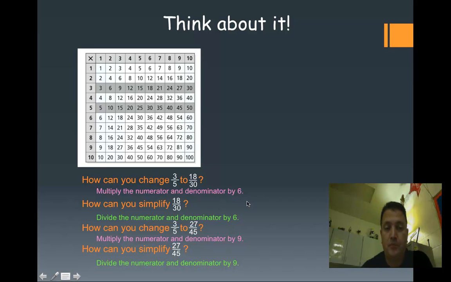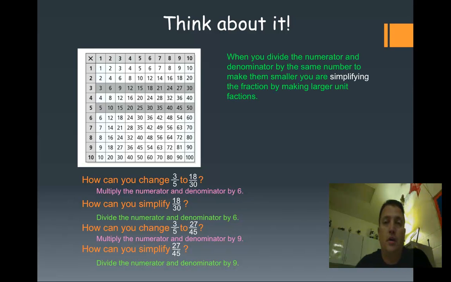All right? So here is what I want you to think about next, because we're going to get ready to get into the practice problems, but there's just a couple things I want you to conceptually think about. When you divide the numerator and denominator by the same number to make them smaller, you are simplifying the fraction by making larger unit fractions. So what does that mean? Well, if I look at 3/5 here, we'll just use the ones we've got. In 18/30, if I've got 1/5, that unit is bigger, remember, because a unit fraction has to have a numerator of 1. If I've got 1/5 and 1/30 of the same thing, 1/5 is bigger. It's making a larger unit fraction. It's worth more. Kind of like the pizza example we talked about in class today.